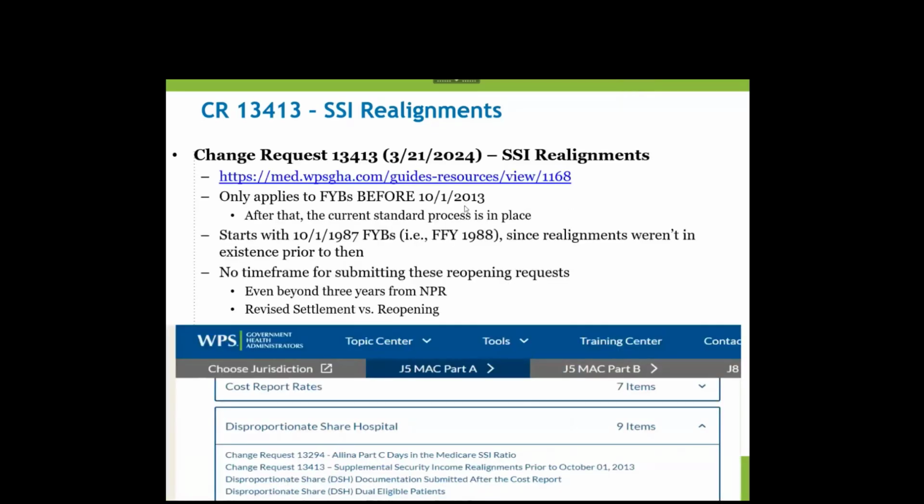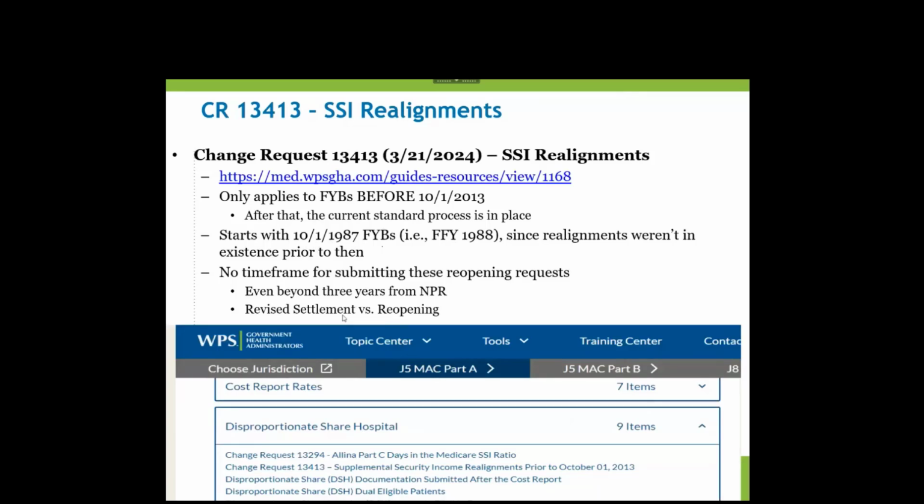So as far as the request, it's pretty straightforward. I think I already talked about this. Yeah, here's the exact date when the realignments became effective. It was 10/1/1987 fiscal year begins, and DISH technically started in '86 for those years, so a couple years there.